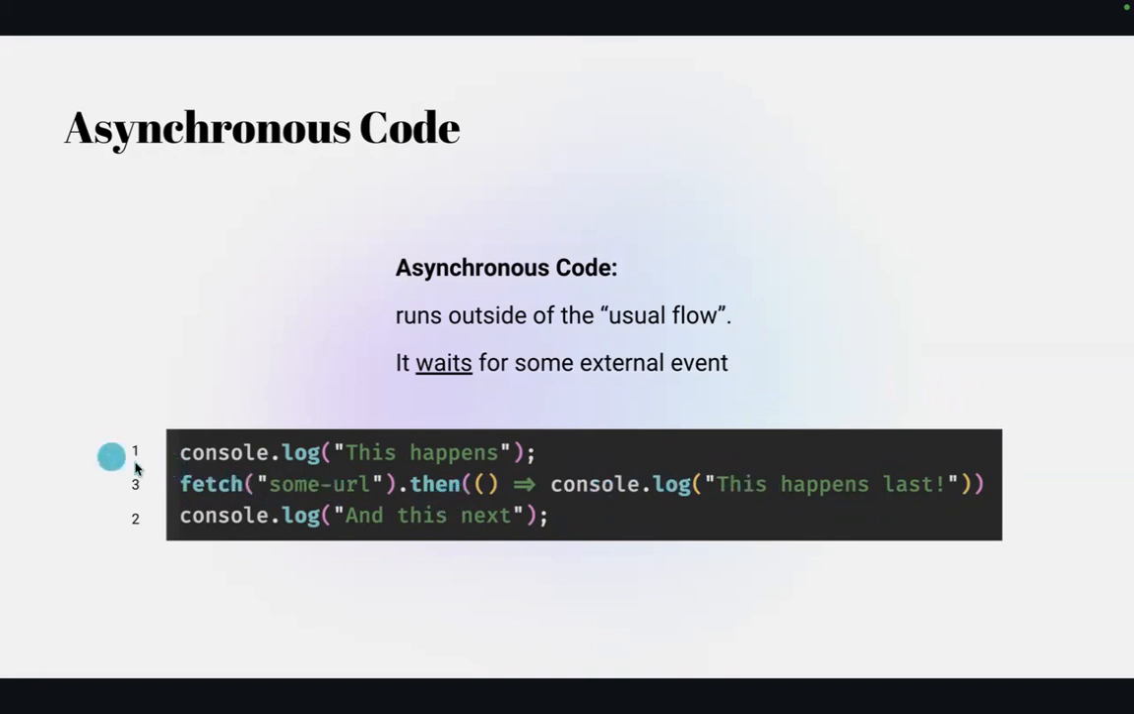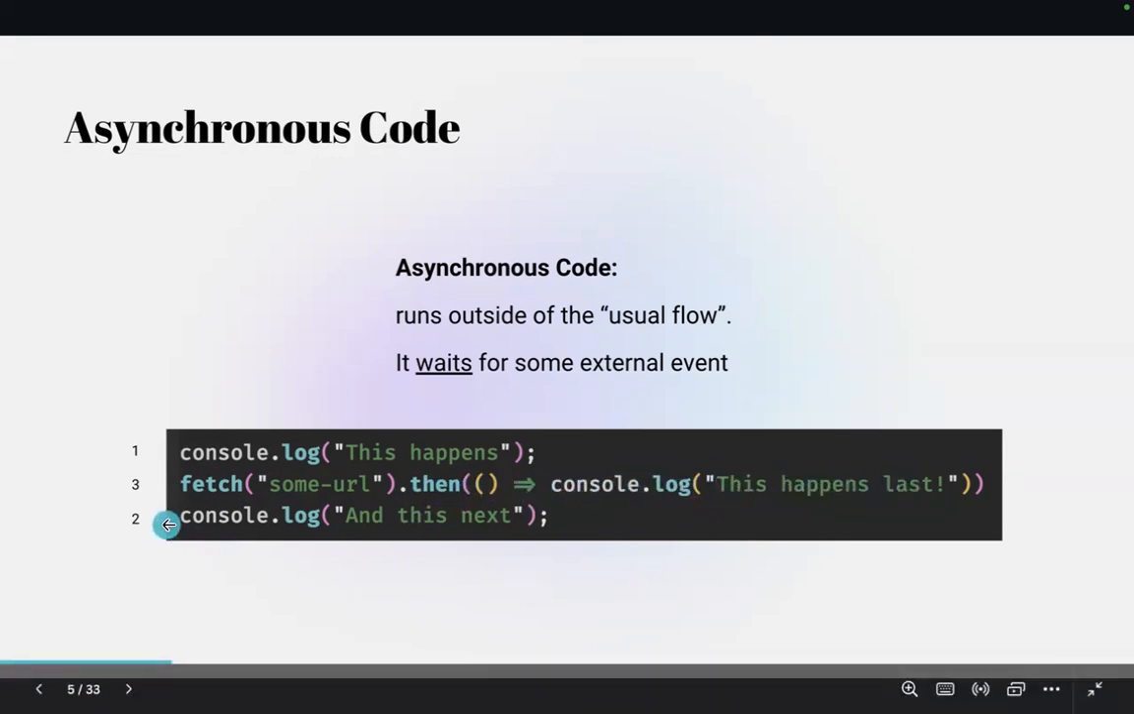Unlike the last slide, in this code the first line runs. The first part of this second line runs. It says fetch some URL, but then anything after this dot then, anything in here, this console log right here, happens after this last line.